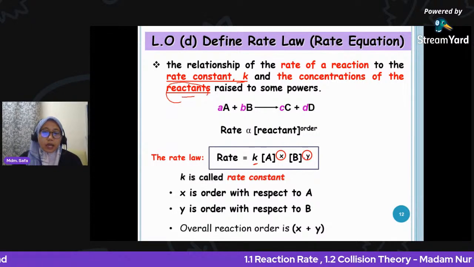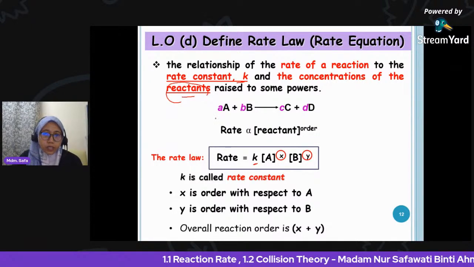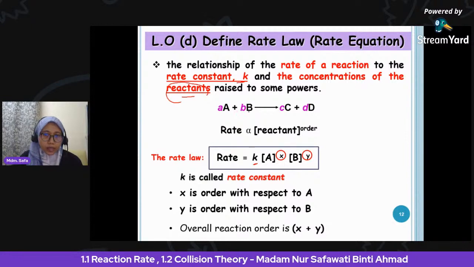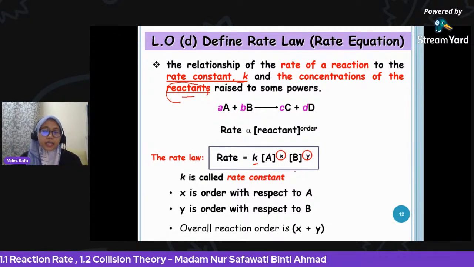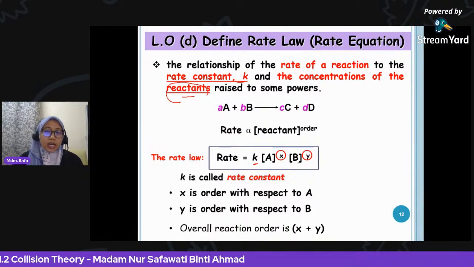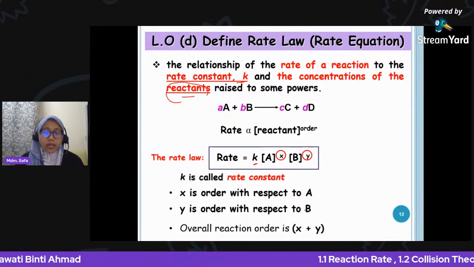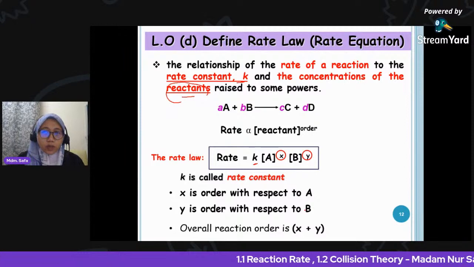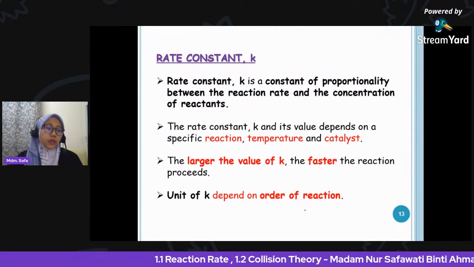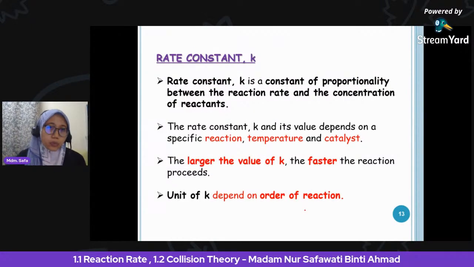Okay, and then the overall order for this reaction, sebabkan kita ada dua reactant kat sini, so kita akan tambahkan saja order untuk setiap reactant, dia akan menjadi overall reaction order. So X tambah Y sahaja dapatlah overall order. Okay, so kita tengok sekali lalu untuk rate constant.